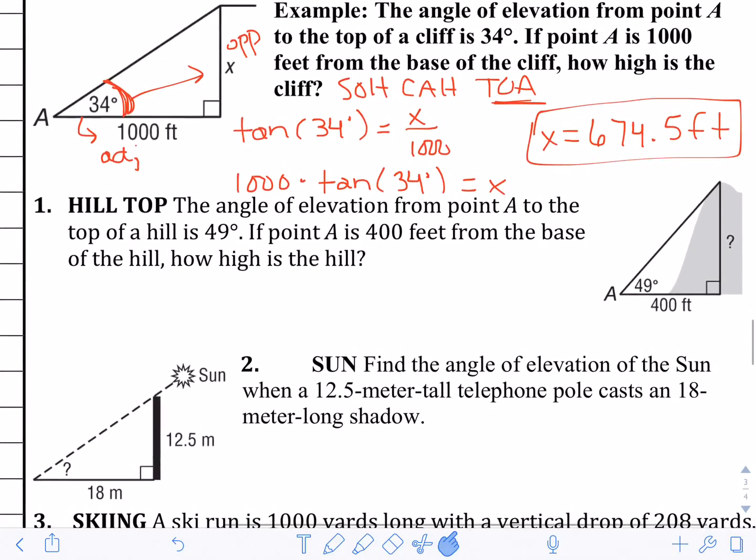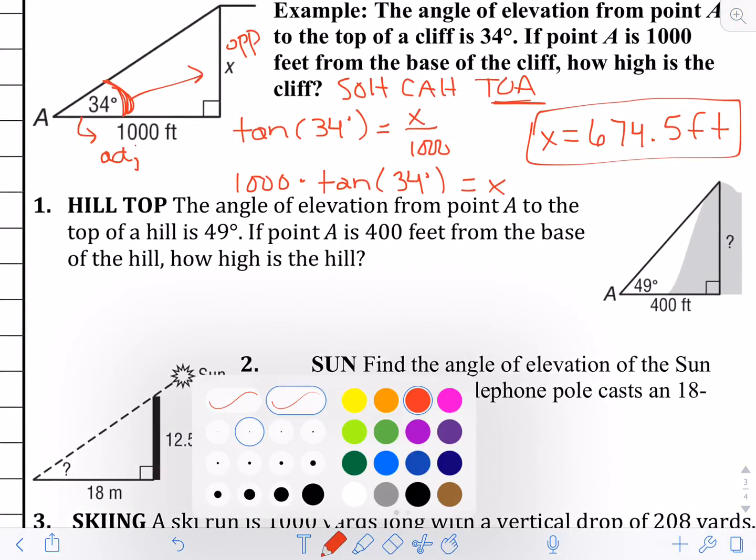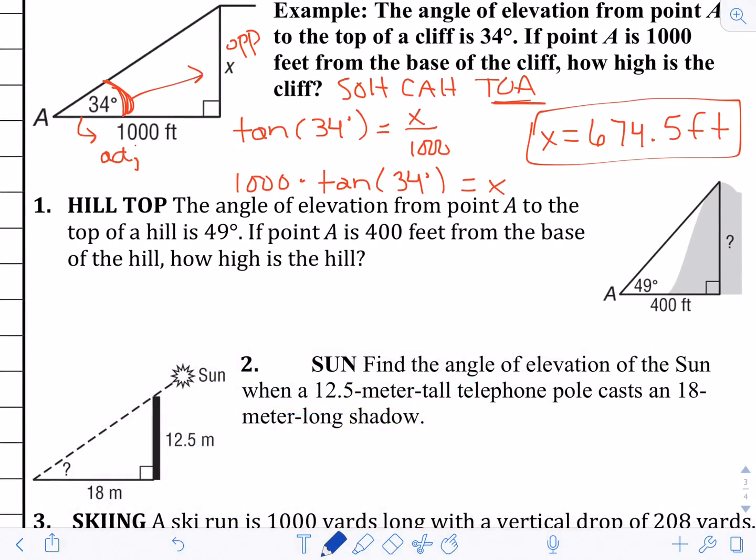Okay, the second one, number 2, says the angle of elevation from point A, so right here, to the top of the hill is 49 degrees. If A is 400 feet from the base of the hill, how high is the hill? So we're looking over here. I'm going to put an X where the question mark is. So that's my opposite. And this 400 feet, again, is my adjacent. So looking at SOHCAHTOA, we have opposite and adjacent, which is going to be tangent again.